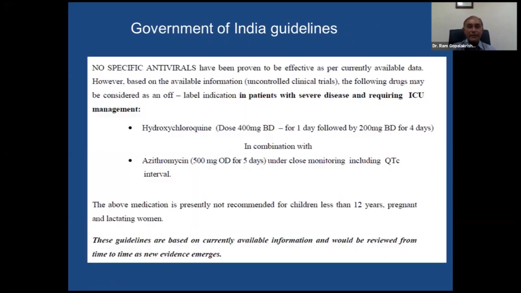So what are the Government of India guidelines? This is what Government of India recommends. Hydroxychloroquine, this is the dose in combination with azithromycin, 500 mg once a day for 5 days. And again, they say it's really an off-label indication. And this is currently the standard recommended in India.